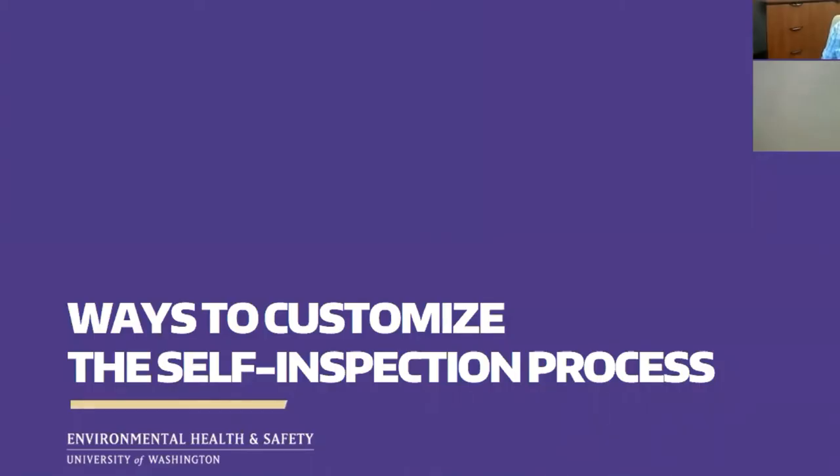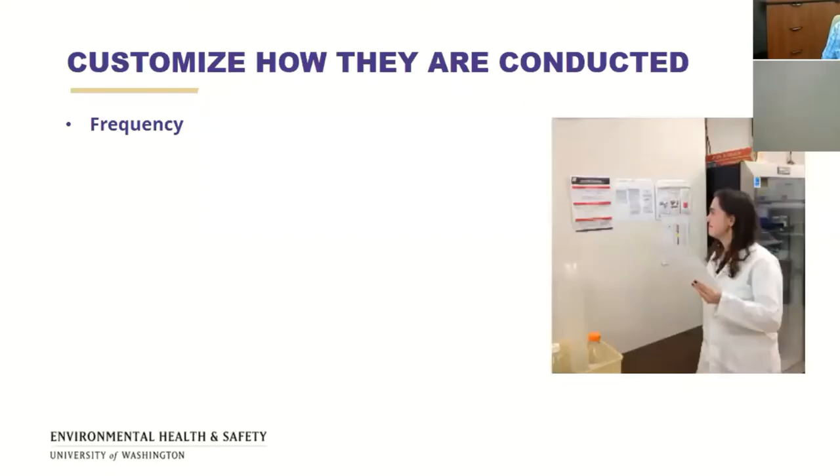The last part of this webinar will cover ways that you can customize your self-inspection to make it as effective as possible for your lab. You can customize the way in which you conduct your self-inspections in terms of frequency. We've already talked about this a little bit. You're required to do them at least once a year, but there are a number of reasons why you may choose to do them more often.